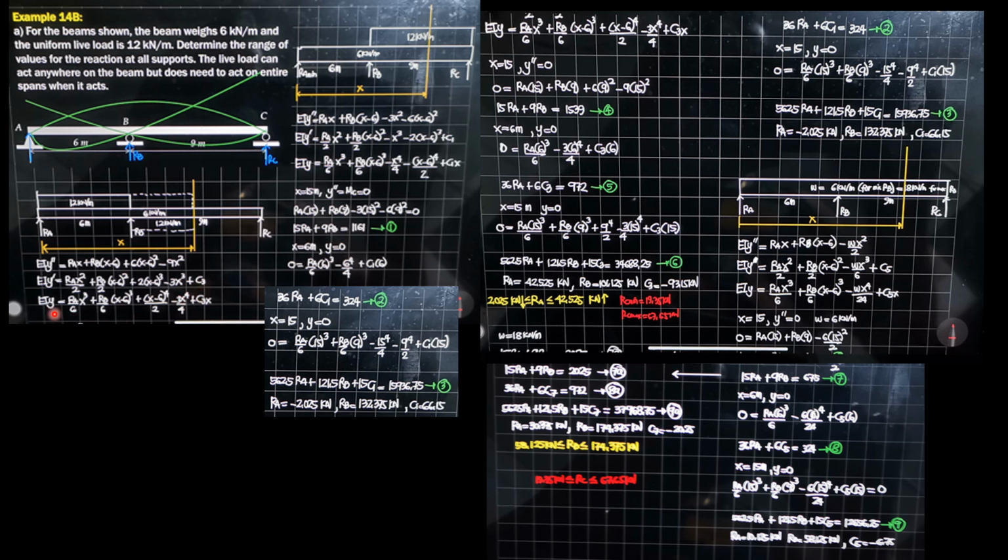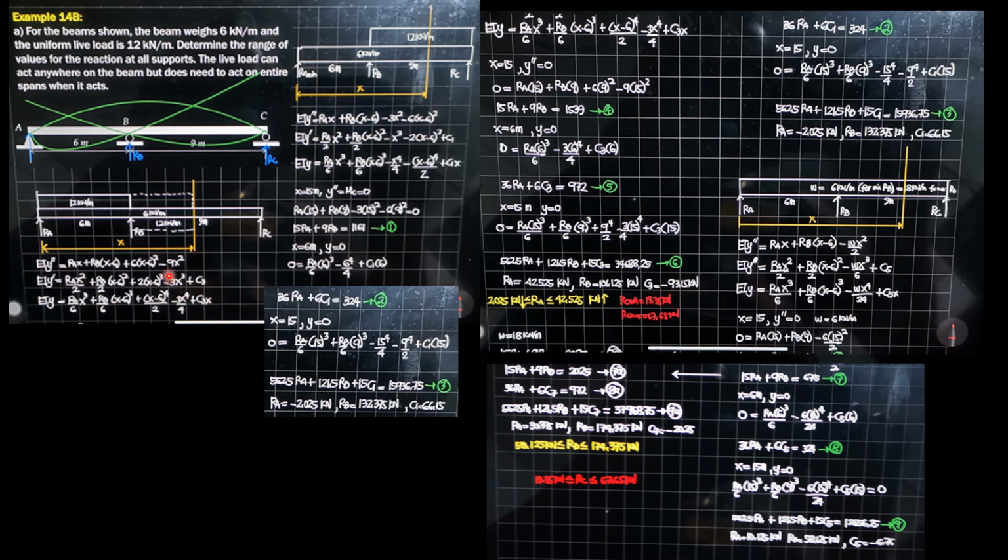Integrating again, EIY equals RA over 6 X cubed plus RB over 6 quantity X minus 6 cubed plus 2 over 4, or 1/2, quantity X minus 6 to the 4th minus 3 over 4 X to the 4th plus C sub 3 X. So these are our equations.